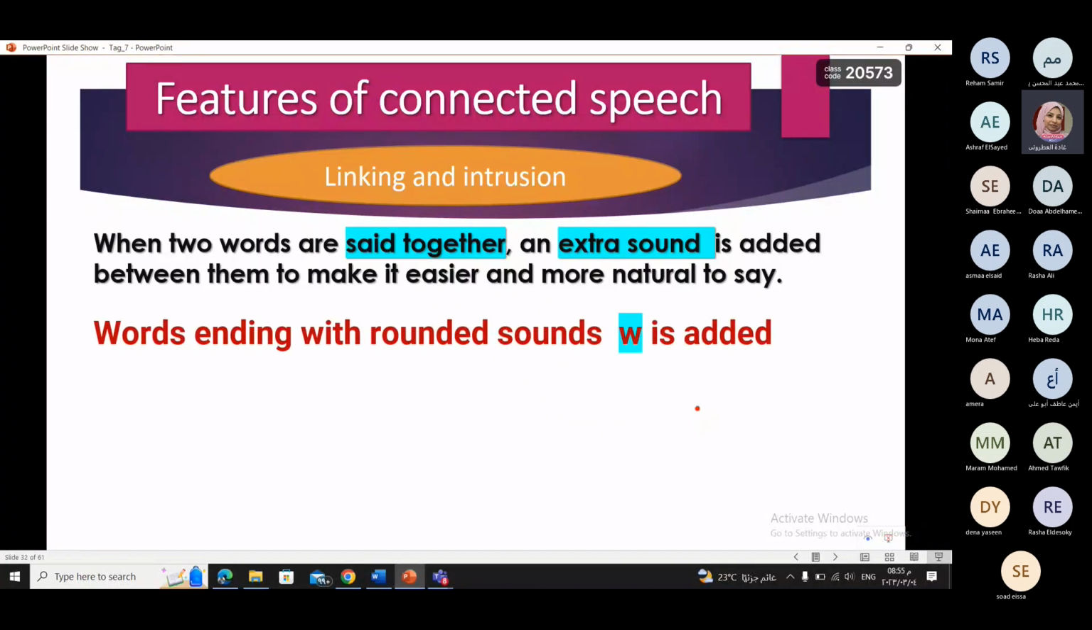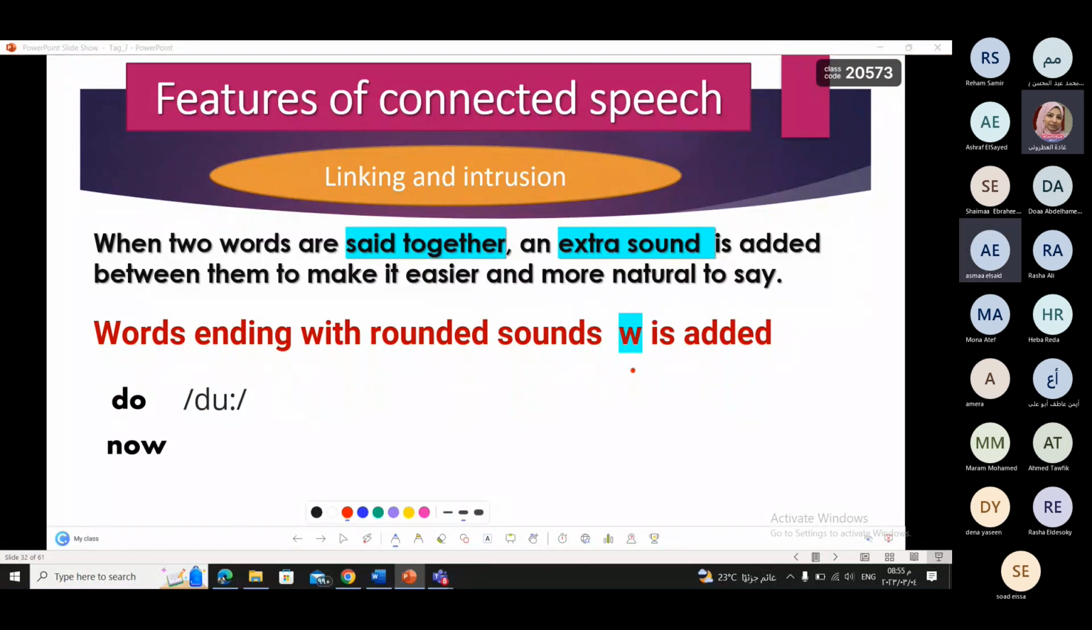So let's move to another thing about intrusion and linking: when words end with rounded sounds. When the word ends with a sound where your lips take the round shape, what is added here? The wa sound. Let's see the examples together. Do. Come on, Huda, say it. Do. Now. Go.